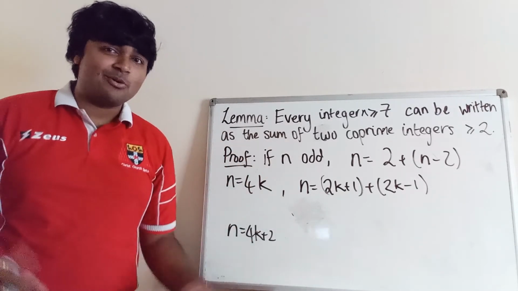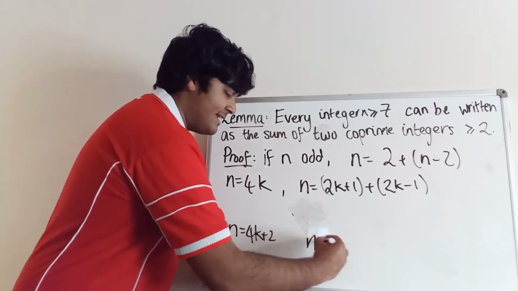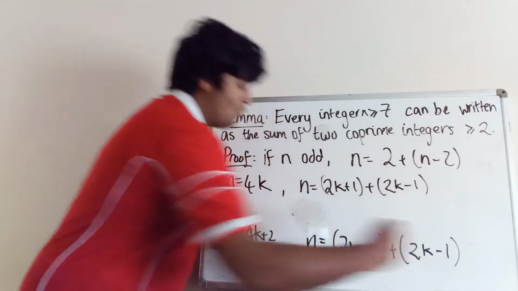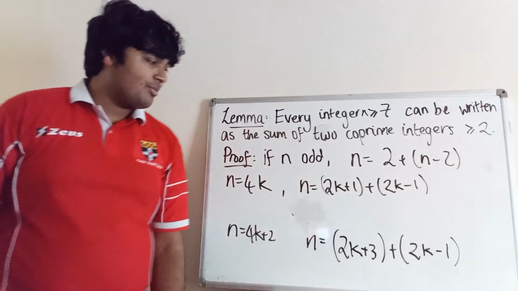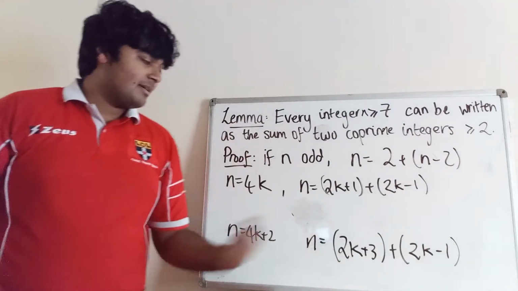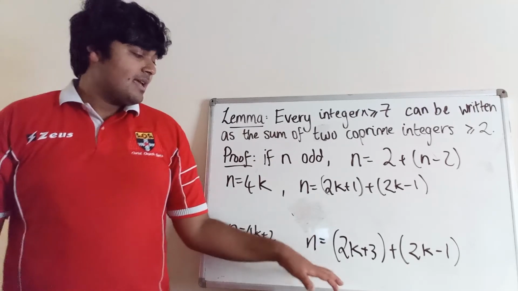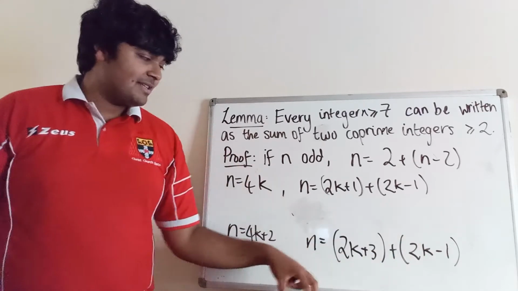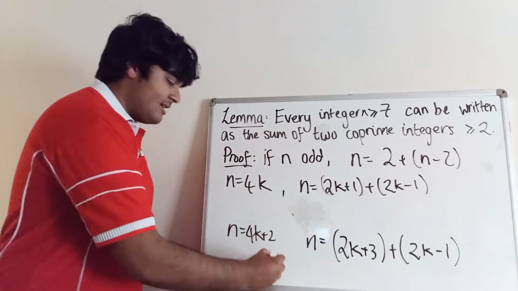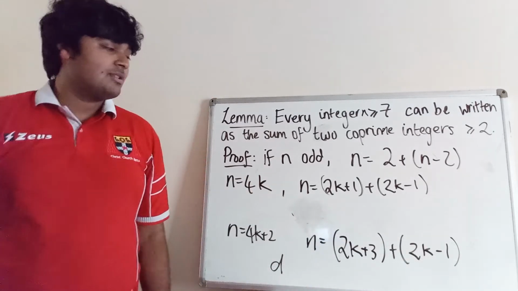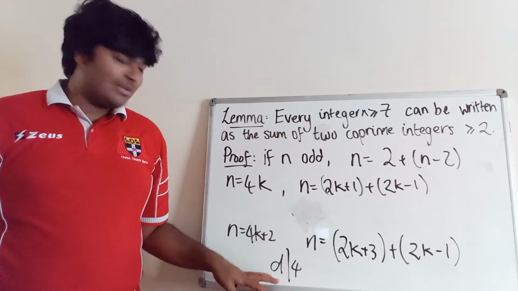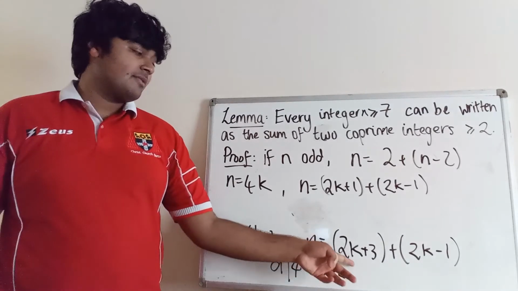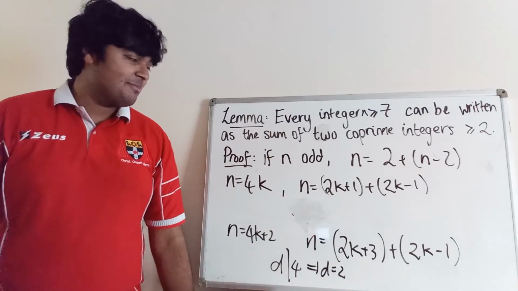And the case where n is equal to 4k plus 2 is pretty similar as well. We can just write n is equal to 2k plus 3 plus 2k minus 1, like so. Again, these two are clearly positive integers at least 2, which sum to give me n, because n is 4k plus 2 this time. And to check they're co-prime, a similar thing. Suppose d is a positive integer which divides both, then certainly d will divide their difference. So d is going to divide 2k plus 3 minus 2k minus 1, which means d divides 4. And without loss of generality, we can assume d is a prime. So that would mean that d is equal to 2. But of course, 2 doesn't divide 2k plus 3, and it also doesn't divide 2k minus 1 either.